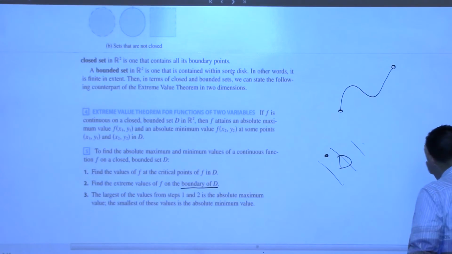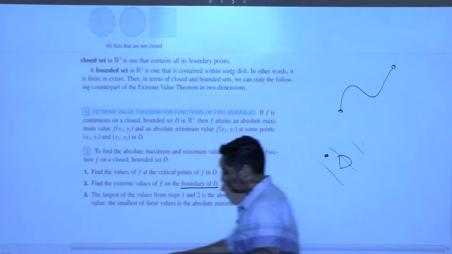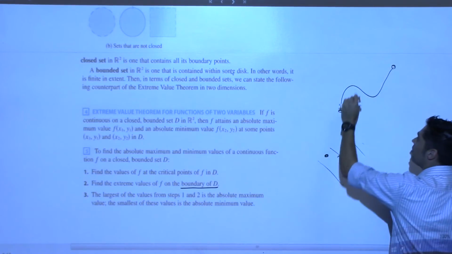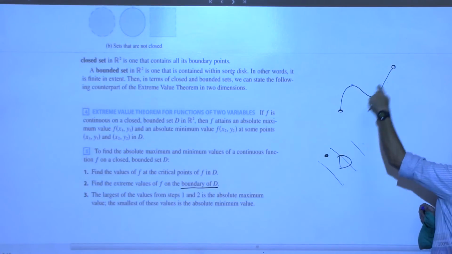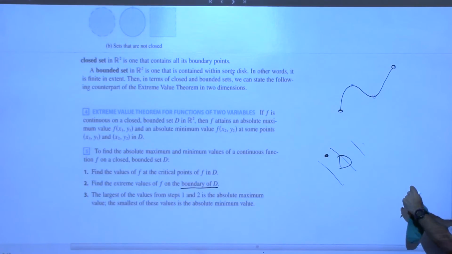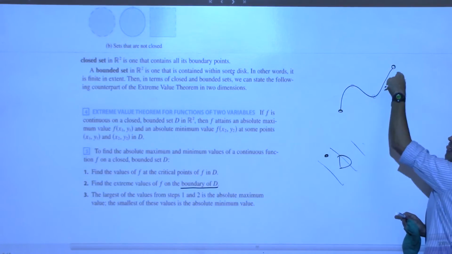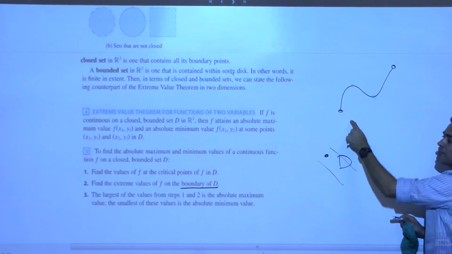We can set the first derivative equal to 0 to find these points, right? From Cal 1. But that tells us nothing about these. So what we need to do is evaluate the function at the endpoints, right? That's what this step is saying.